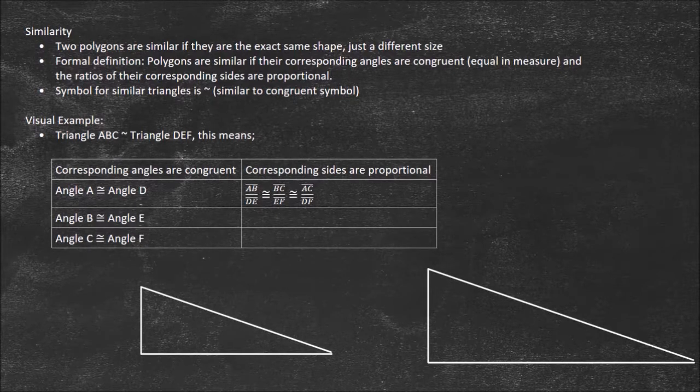And the symbol for similarity is just the tilde. So if I wanted to say triangle ABC is similar to triangle DEF, I actually wrote that right there. Just type that in. So that's what that means. That's the similarity symbol. So let's look at an example here. ABC is similar to DEF.